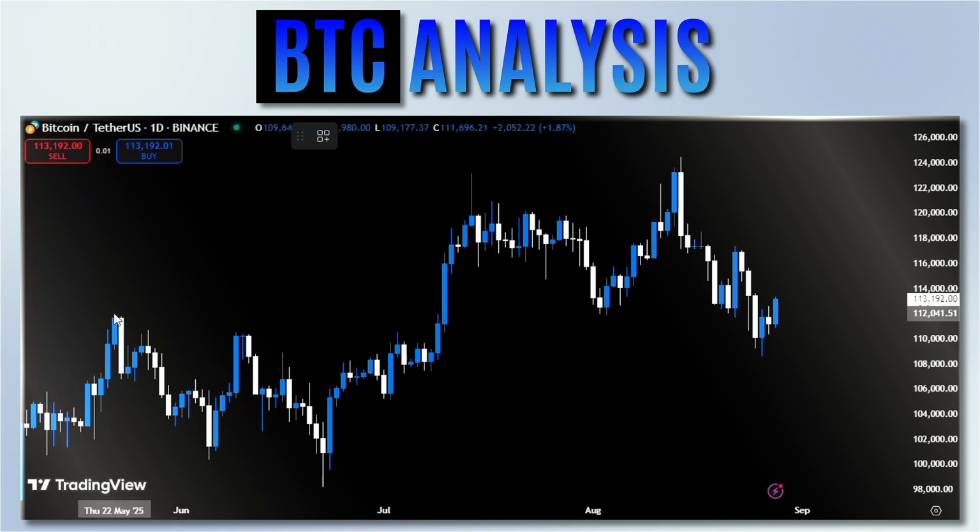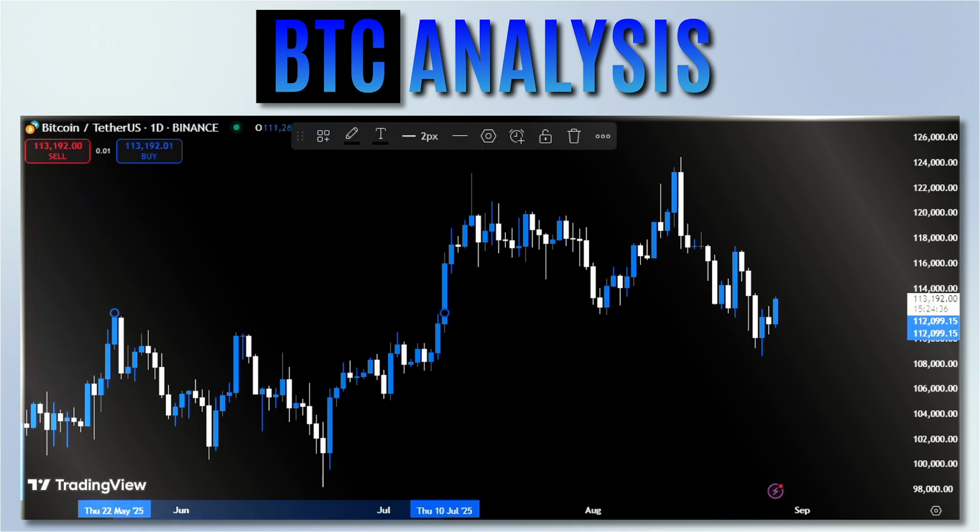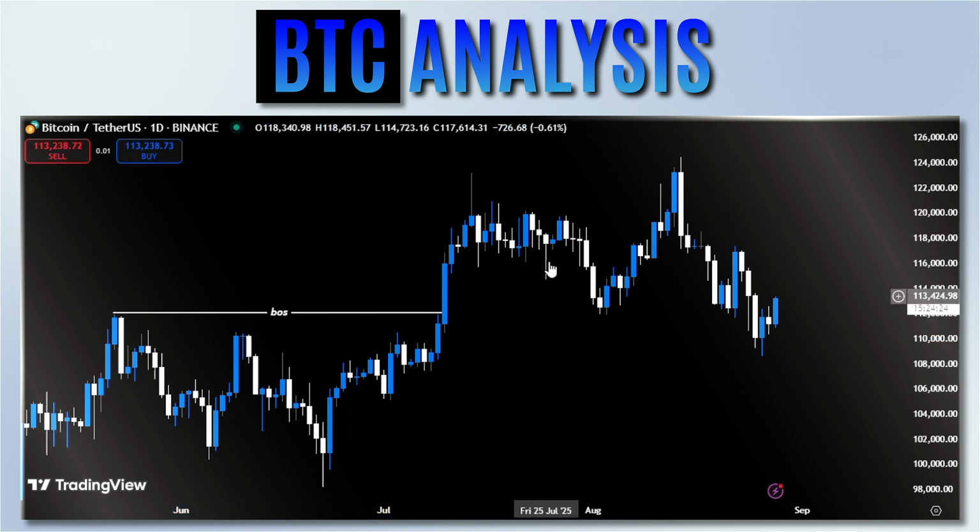First, let's look at the daily time frame. What we see here is a clear bullish break of structure, or BOS. This occurred back in early July when the price decisively broke a previous major high, signaling that the buyers were in control and establishing a large new trading range between the low and the high marked on the chart.